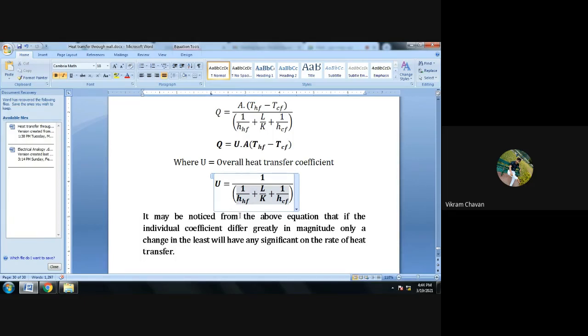It may be noticed from the above equation that if the individual coefficients differ greatly in magnitude, only a change in the least will have any significant effect on the rate of heat transfer. Is everyone getting it? Is there any question or doubt about this derivation? Simple, we are using Newton's law of cooling and Fourier's law of heat conduction, and we are manipulating, or rearranging, the terms and finding out one terminology, that is nothing but the overall heat transfer coefficient. Is there any question, any doubt?